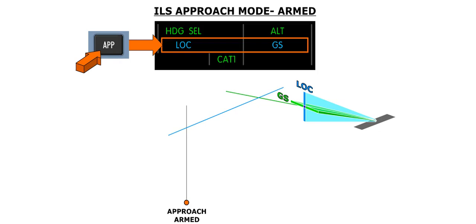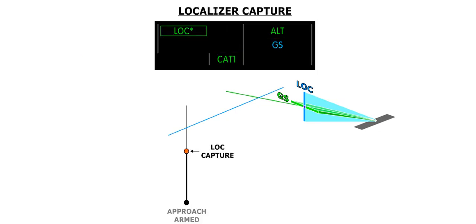When the approach is armed, the crew can use any vertical mode and the heading select or heading hold mode to capture the localizer and glide slope. Capture of the localizer will automatically cancel the selected lateral mode. A green boxed localizer label is displayed on row 1 of the FMA. The asterisk indicates that the mode is capturing.